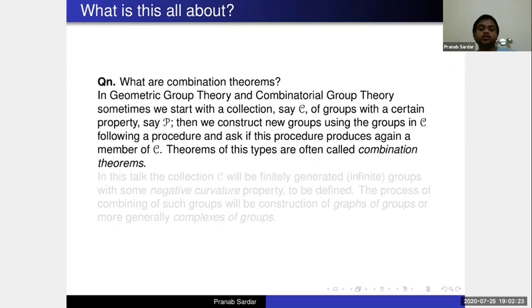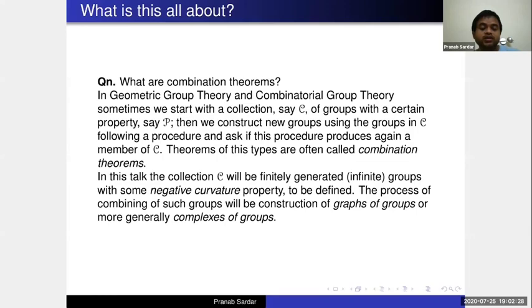In this talk, this collection of groups C will be finitely generated infinite groups with some negative curvature property that I'll define next. And the process of combining these groups will be the graphs of groups construction, or more generally, complexes of groups construction, and something a little different from this, but more or less these are the two procedures that we follow. So first of all, I will introduce these groups C. This is the first part of the talk.